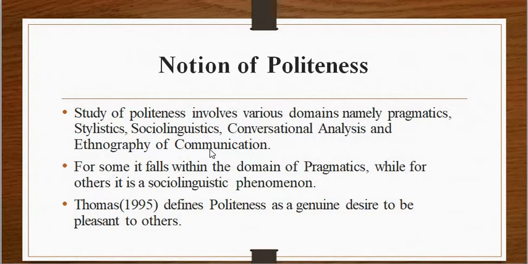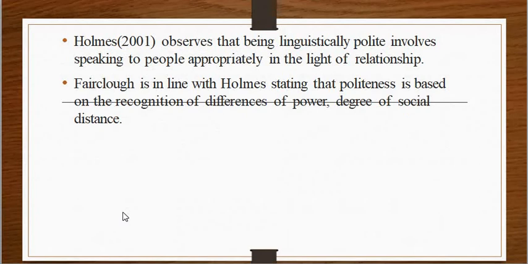And communication and conversation have their style. It is a social phenomenon. And in society, we do communicate, and communication always requires understanding and interpretation. It requires context. That's why we can say that it falls in the domain of pragmatics, stylistics, sociolinguistics, conversational analysis, and ethnography of communication. For some researchers, for some scholars, it falls within the domain of pragmatics. But according to others' point of view, it is a sociolinguistic phenomenon. So Thomas defines politeness as a genuine desire to be pleasant to others. In this way, different points of view have been given by different authors related to the concept of politeness.